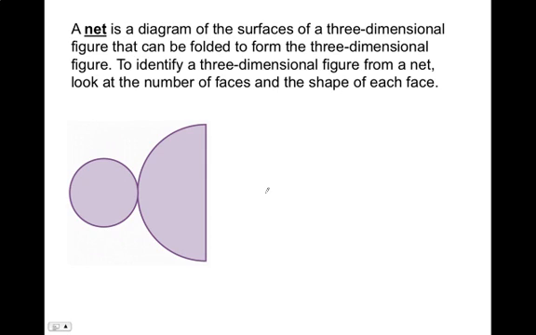A net is a 2-dimensional representation of a 3-dimensional figure. It's the diagram of the surfaces of that figure that can be folded to form it. So to identify a 3-dimensional figure from a net, you have to look at the number of faces and the shape of each one. For instance, this one has one circular face and then a semicircular face, which means this is our cone because there's only one circular base, so that rules out a cylinder. And this is the sloping face of that cone.